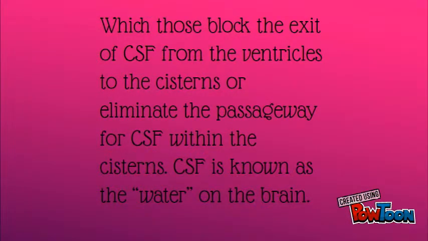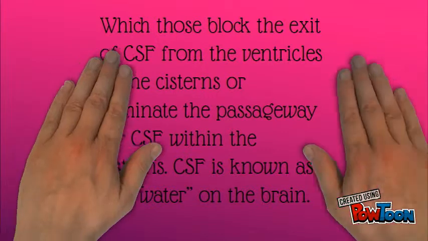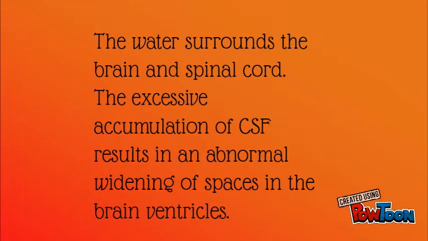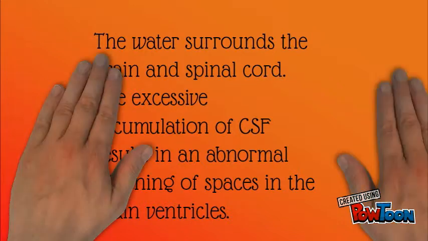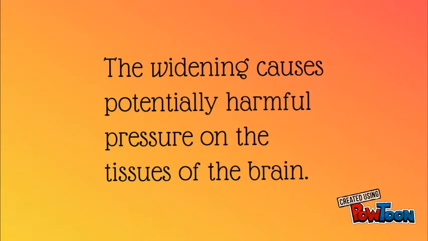Causes continued, which blocks the exit of CSF from the ventricles to the cisterns or eliminates the passageway for CSF within the cisterns. CSF is known as the water on the brain. The water surrounds the brain and spinal cord. The excessive accumulation of CSF results in an abnormal widening of spaces in the brain ventricles. The widening causes potentially harmful pressure on the tissues of the brain.